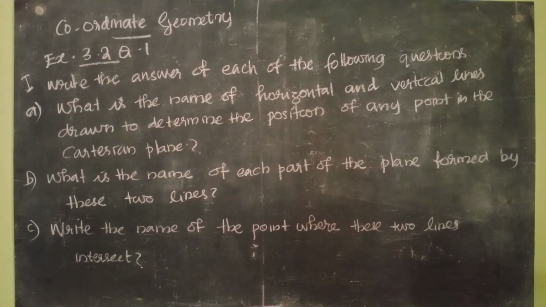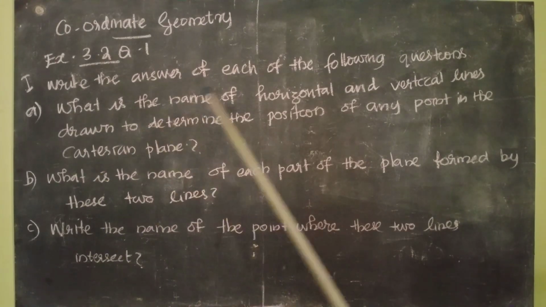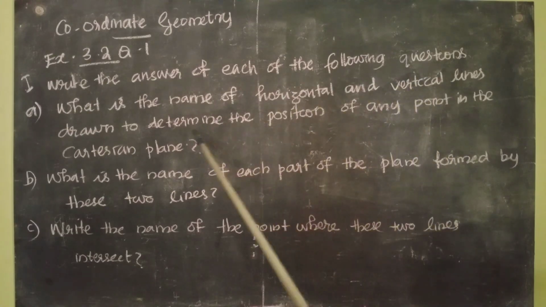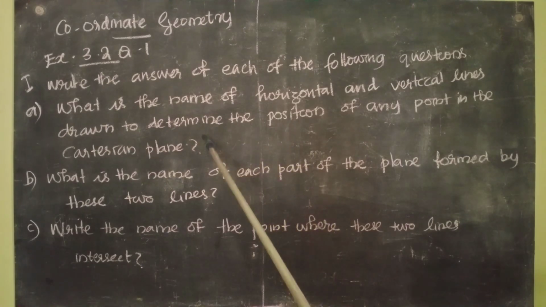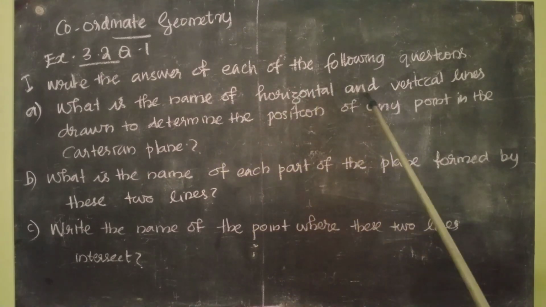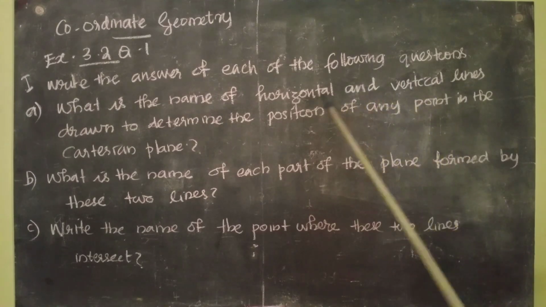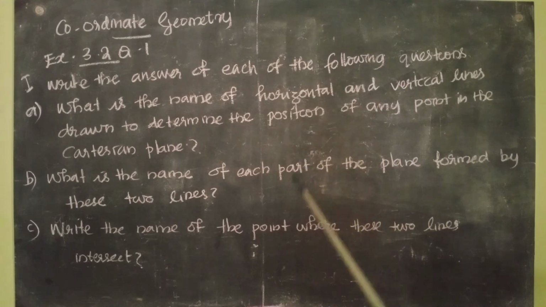First, exercise 3.2, question number 1. Write the answer of each of the following questions. What is the name of the horizontal and vertical lines drawn to determine the position of any point in the Cartesian plane? What is the name of the horizontal line and vertical line? We know horizontal line is x-axis and vertical line is y-axis.